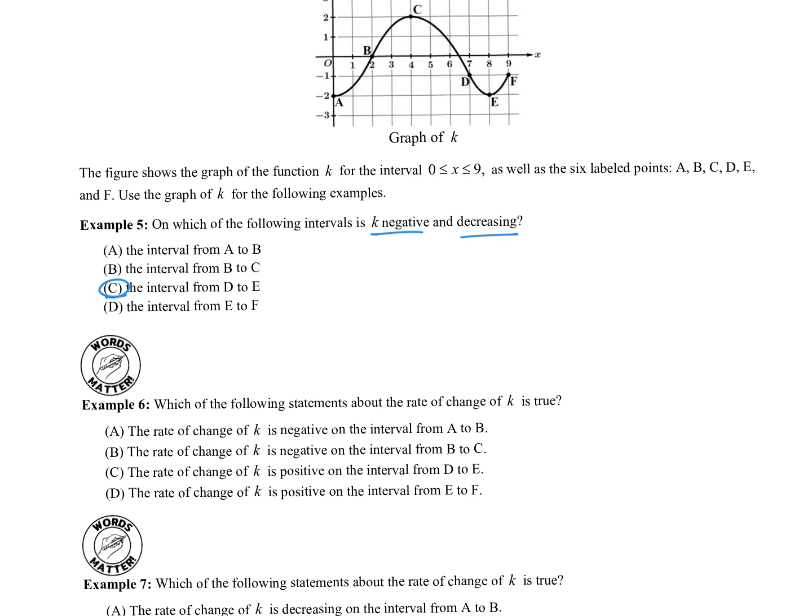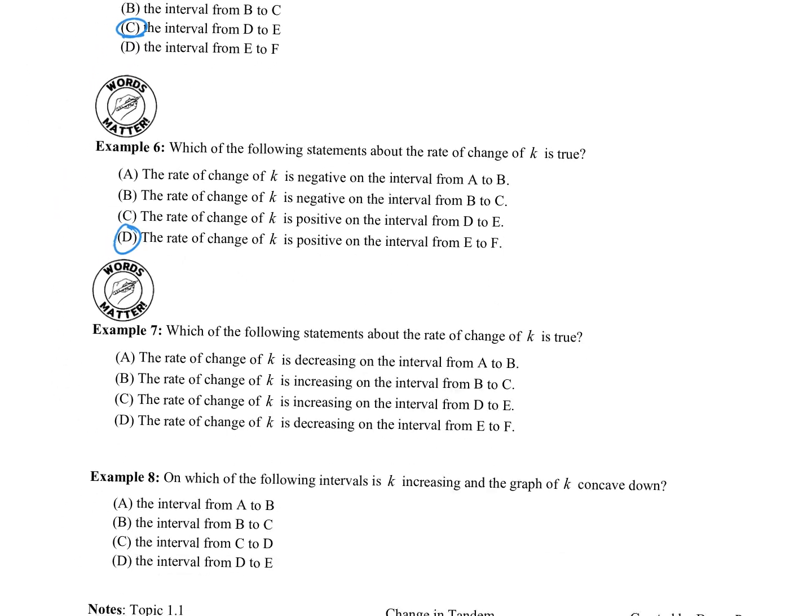No. So let's look here. The rate of change of K is negative on the interval B to C. So again, rate of change being negative means what? It's going down. Is it going down from B to C? No. So the rate of change of K is positive from D to E. Is that true? No. So now here we go. The rate of change of K is positive. So what does that mean again? It's going up. And so is it going up from E to F? Yes.